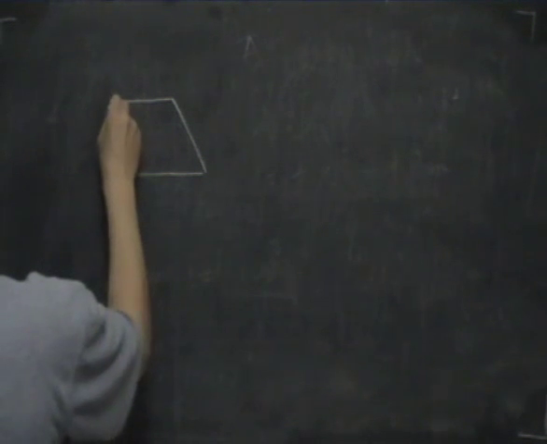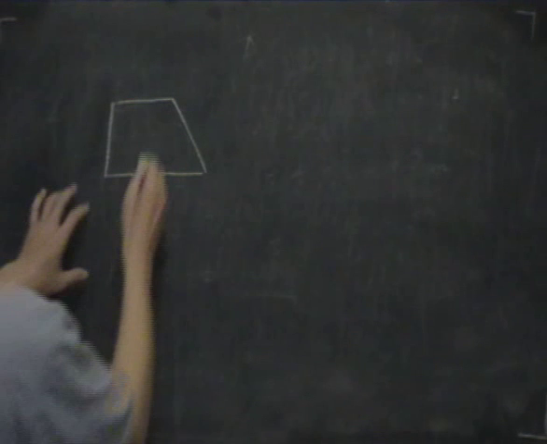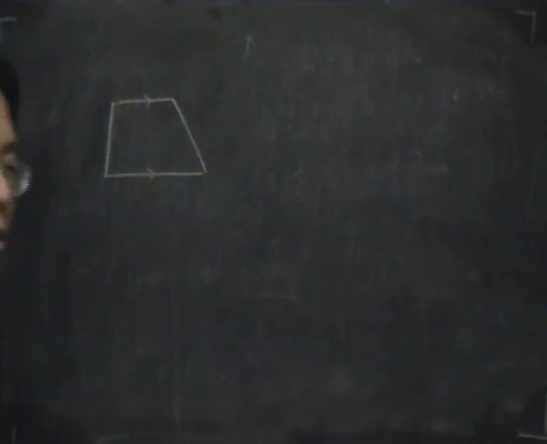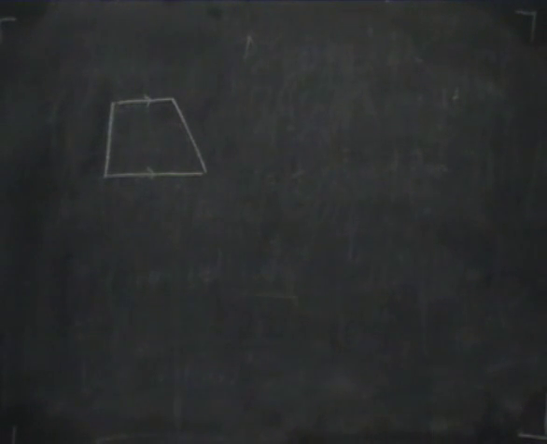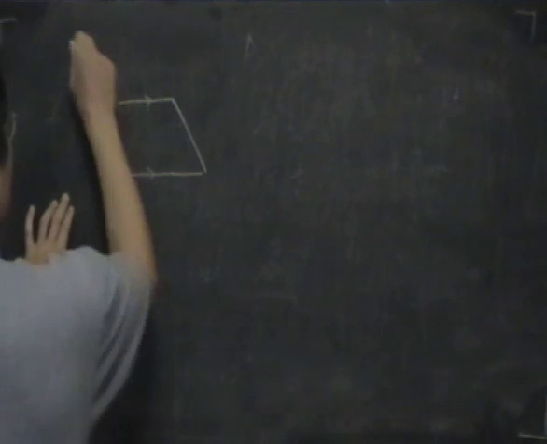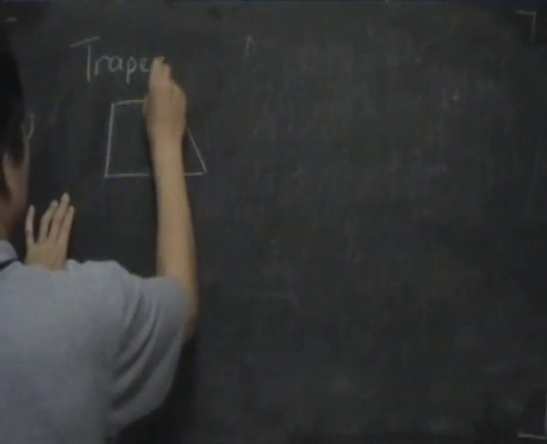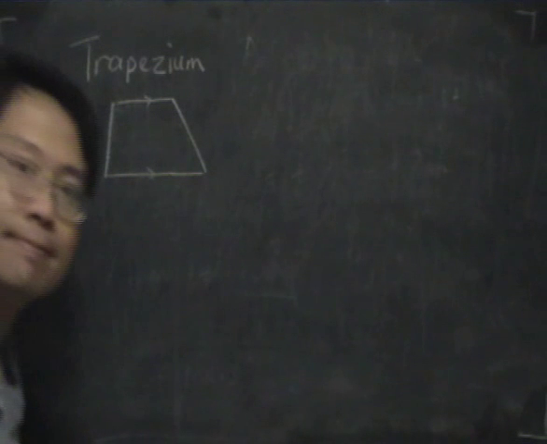So let me draw it this way. Okay, so 2 sides parallel. So that's called a trapezium. Let me spell that. Trapezium.